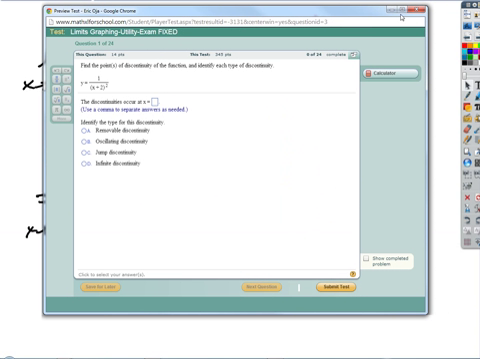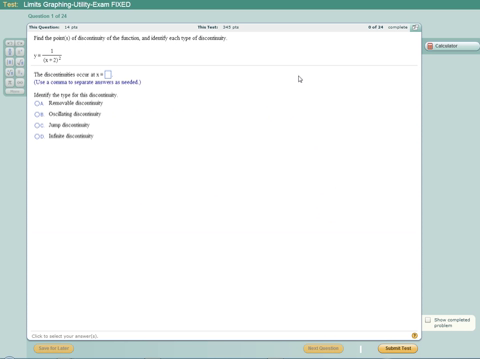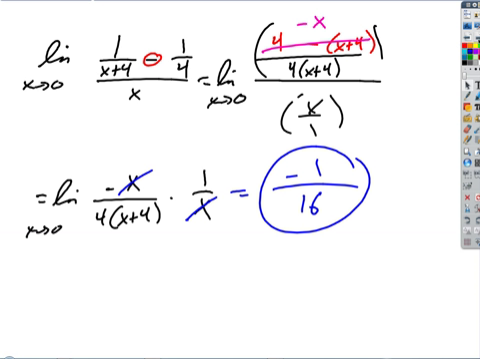Okay, here's one. Find the points of discontinuity of the function. Okay, and so it wants to know several things. It wants to know where the discontinuities are, and then of what nature they are. So, let me grab this one. I'm going to put it on the big screen so we can manipulate it a little bit here.